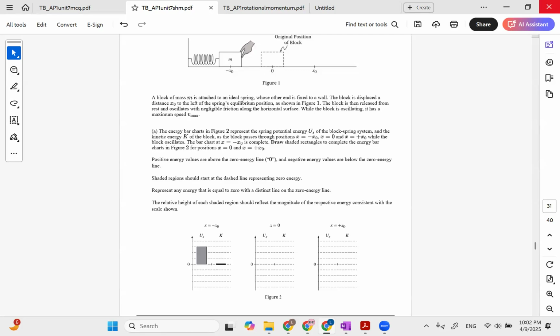The chart at x equals negative x initial is complete. Draw shaded rectangles to complete the energy bar charts in figure 2 for positions x equals 0 and x equals positive x initial. Positive energy values are above the 0 energy line and negative energy values are below the 0 energy line. Shaded regions start at the dash line, representing 0 energy. Represent any energy that is equal to 0 with a distinct line on the 0 energy line. The relative height of each shaded region should reflect the magnitude of the respective energy consistent with the scale shown.